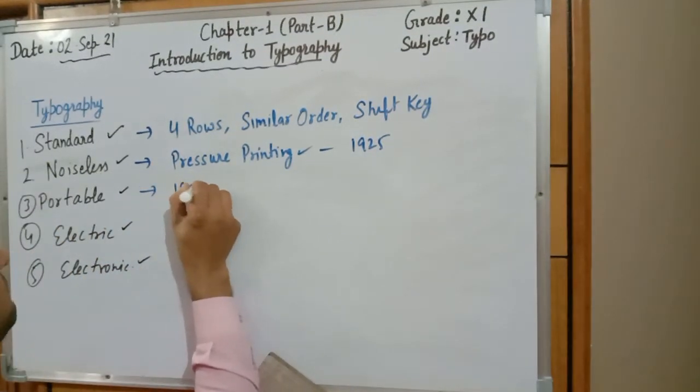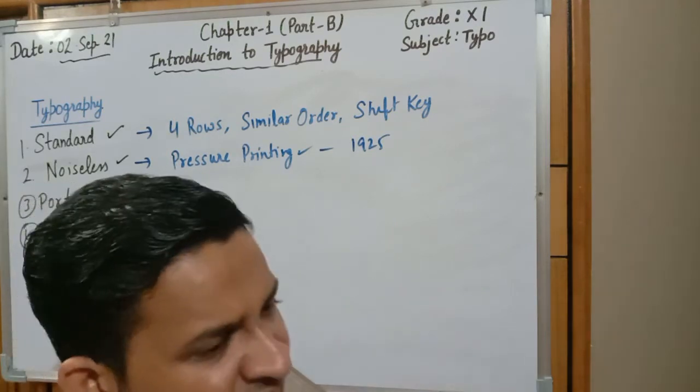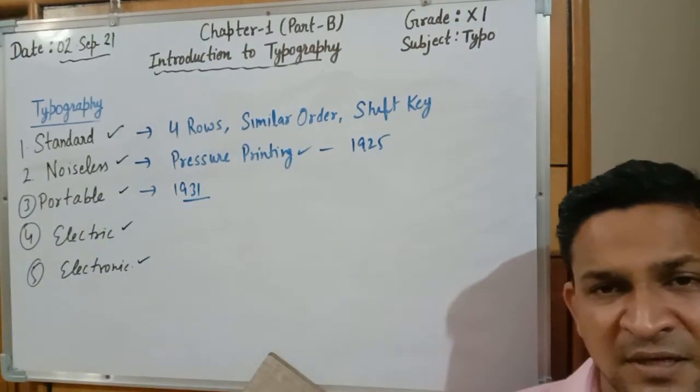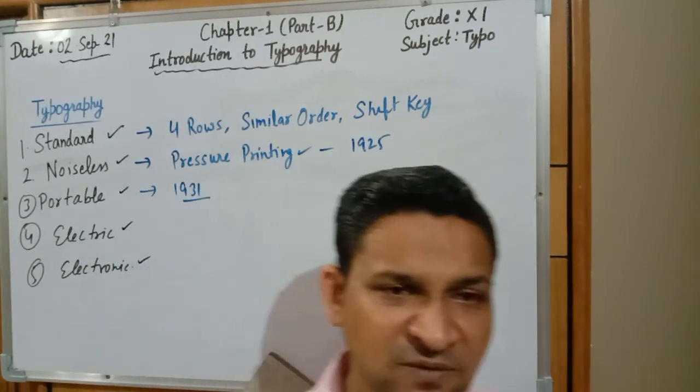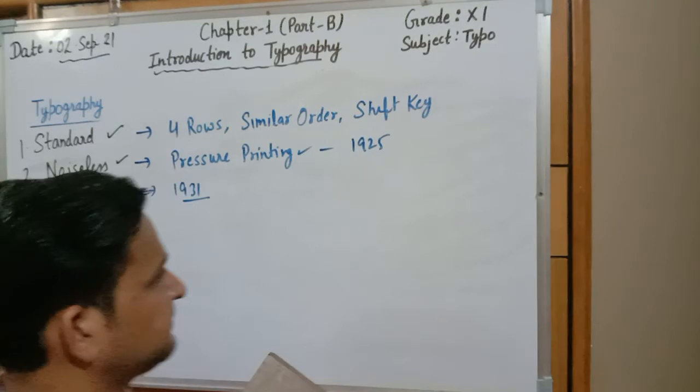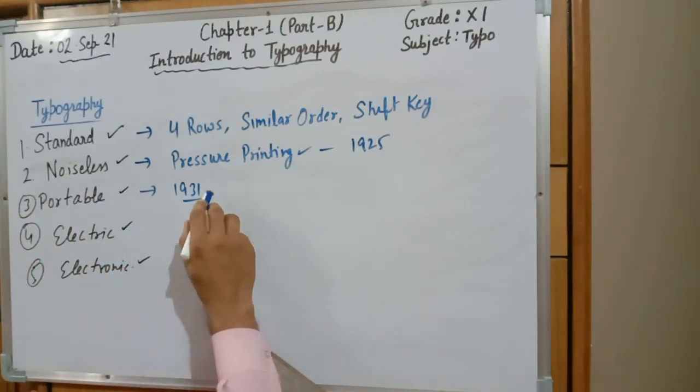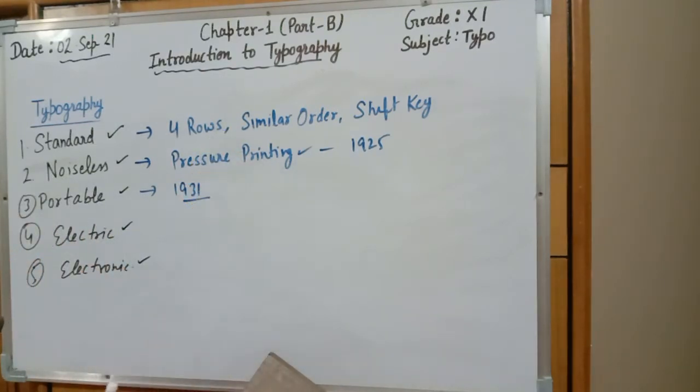It came in 1931. The main purpose of portable typewriter is to reduce the weight and the size of the typewriter, so a user can easily port the machine from one office to another office. And it has all the features of standard and noiseless typewriters.